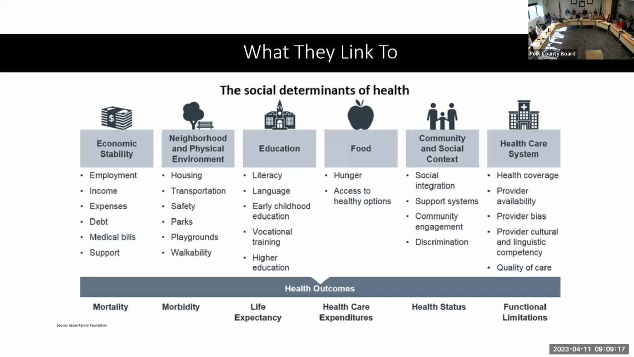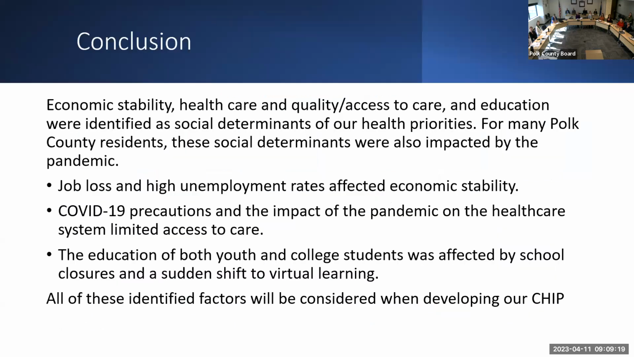All right, next slide. Economic stability, healthcare quality and access to care, and education were identified as the social determinants of our health priorities from our CHA, which, if we recall, were nutrition and physical activity, substance abuse and misuse, and mental and emotional health. We saw that these things tended to stand out as things that were tied to those health priorities.